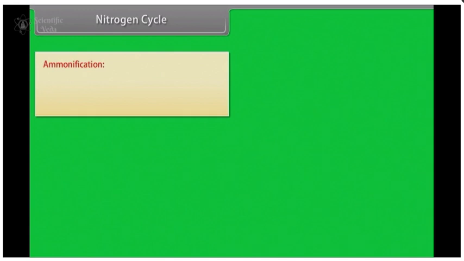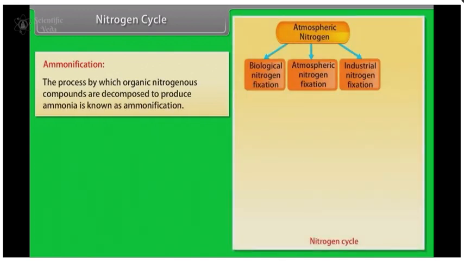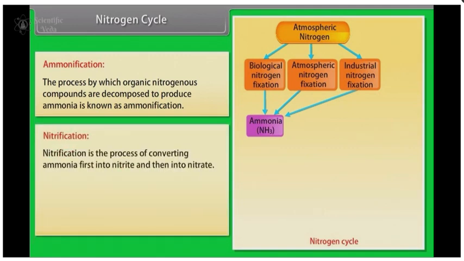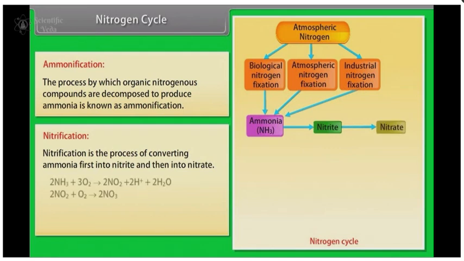Nitrogen cycle. Ammonification. The process by which organic nitrogenous compounds are decomposed to produce ammonia is known as ammonification. Nitrification. Nitrification is the process of converting ammonia first into nitrite and then into nitrate. 2NH3 + 3O2 gives 2NO2 + 2H+ + 2H2O. 2NO2 + O2 gives 2NO3.